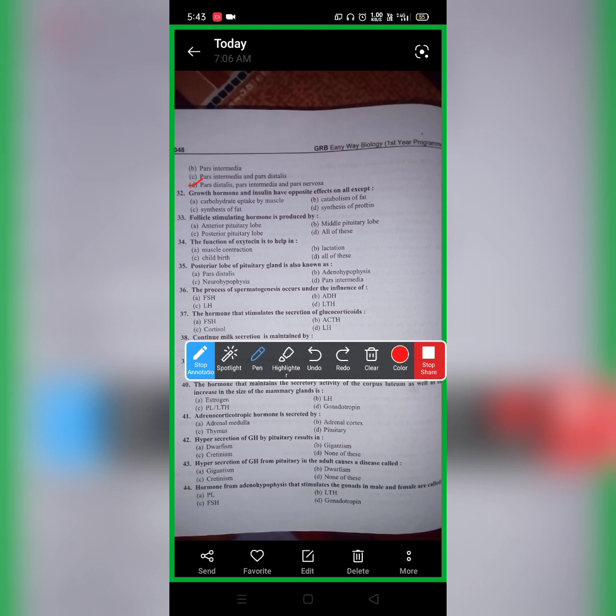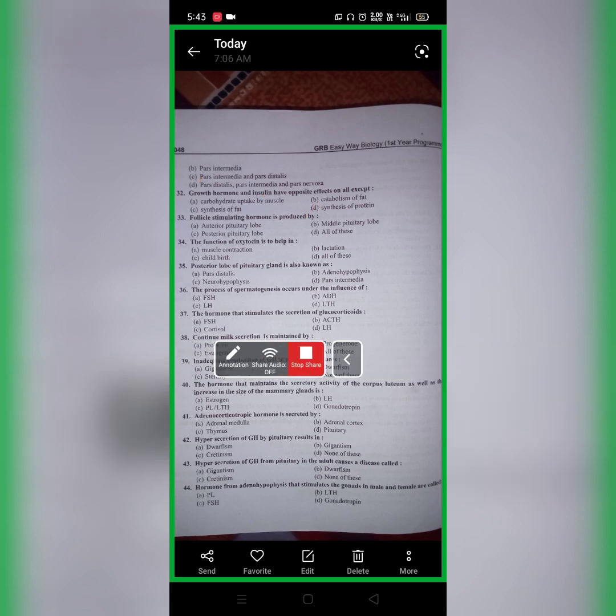Question number 32. Growth hormone and insulin have opposite effects in all except. So the answer to this question will be synthesizing protein. Both of them increase the synthesis of protein, while insulin will decrease the protein level through a process called proteolysis.